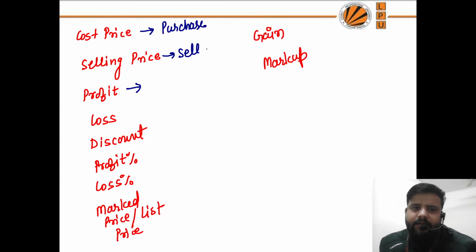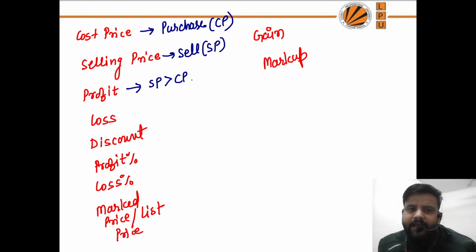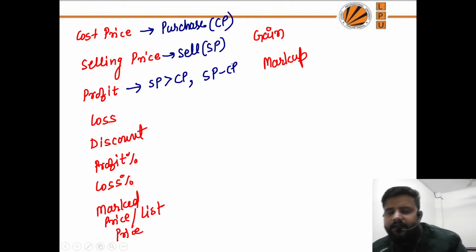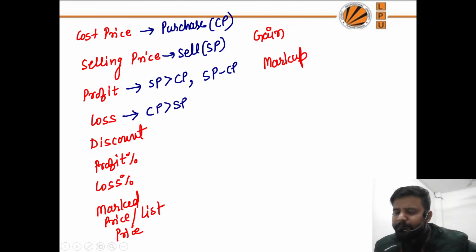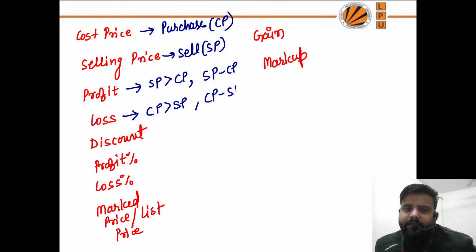So for this we write SP. For this we write CP. For profit, your selling price must be higher than your cost price. So profit will be there only when selling price is higher than cost price, and profit is equal to SP minus CP. The difference between selling price and cost price is always your profit. For loss, your cost price will be greater than your selling price, and the difference between cost price and selling price will give you loss. Getting it?